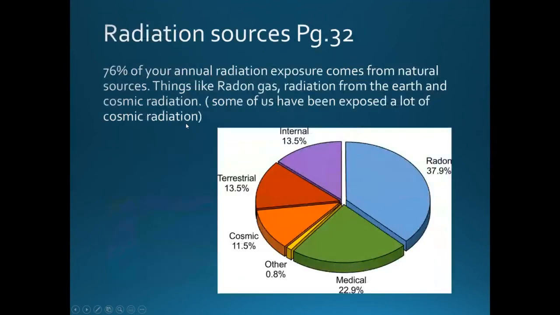But let's have a look. Different radiation sources: 76% of our annual radiation exposure comes from natural sources. So don't think you're going to hide from it. Things like radon gas, radiation from the earth, and cosmic radiation, of which some of us have absorbed more than others. But a lot of other contributors to radiation rather than a radioactive source.